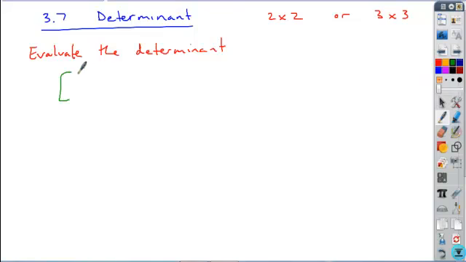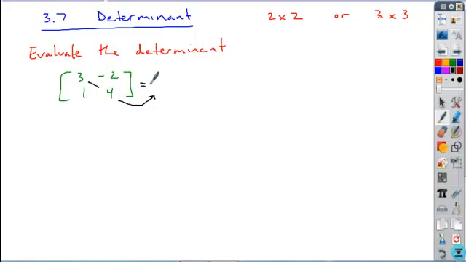So let's start with a 2 by 2. Right, so the actual determinant itself, in a 2 by 2, it winds up being an easy calculation, although, again, I'd still recommend you use your calculator. But what you're going to do is you're going to take the product of the diagonals and take their difference.